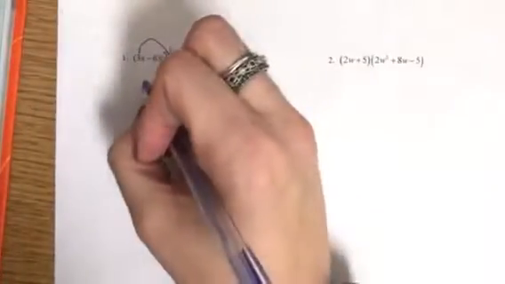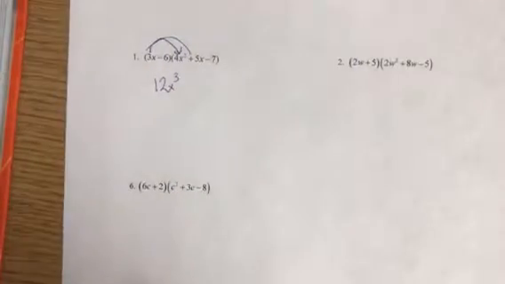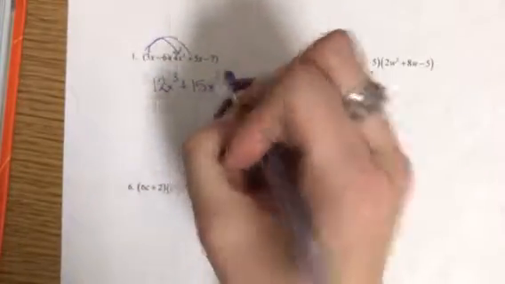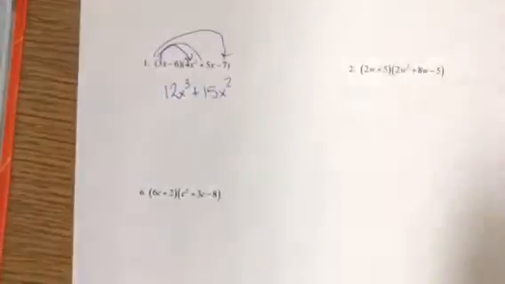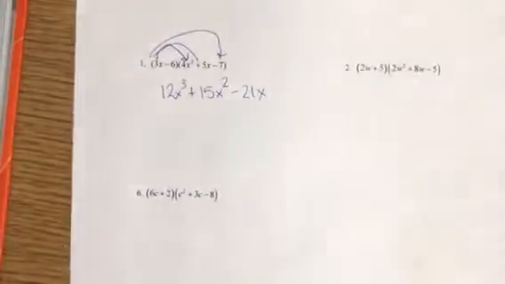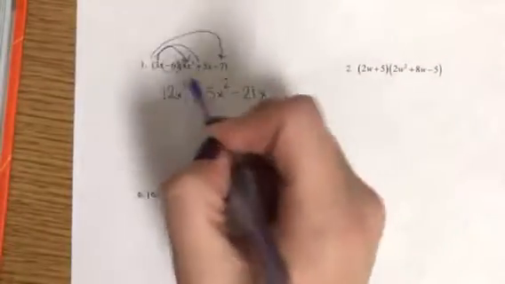3x times 4x squared gives us a 12x to the third. 3x times 5x will give us a positive 15x squared. 3x times negative 7 will give us a negative 21x. Then we're going to distribute the negative 6.